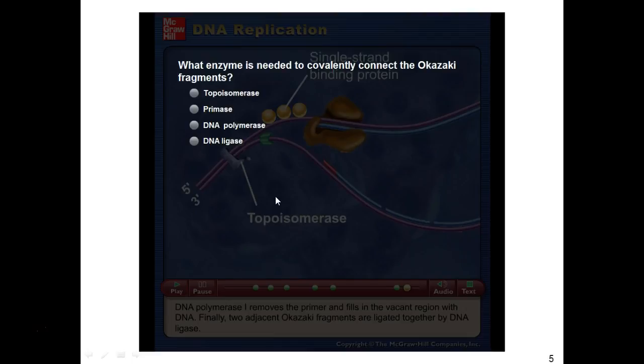I didn't expect you guys to know that one. So now DNA polymerase 1 has gone and replaced those primers with DNA. But the problem is, you see these gaps between the Okazaki fragments? We gotta bind those nucleotides to each other. That phosphodiester bond, we gotta make that. So who do you think makes that? Topoisomerase, primase, DNA polymerase, or DNA ligase? Who have we not talked about yet? Its name again tells you what it does. It ligates. It puts the pieces of DNA together.